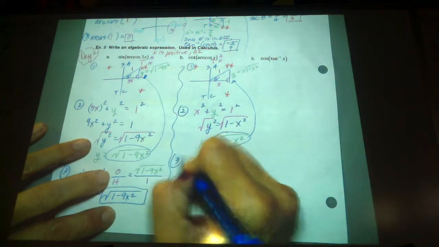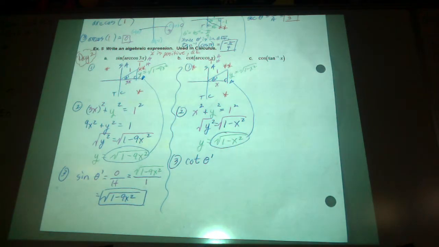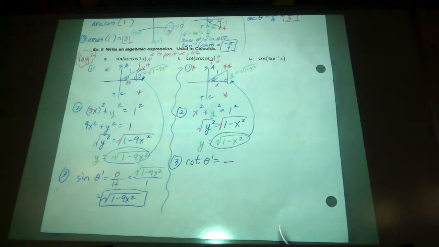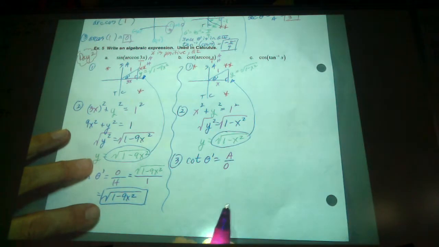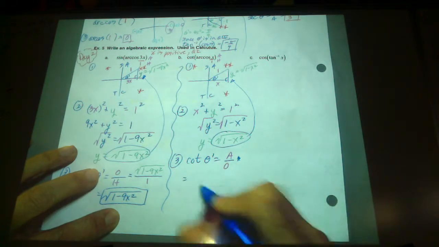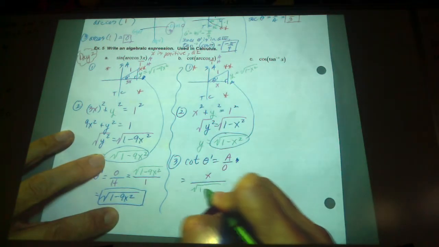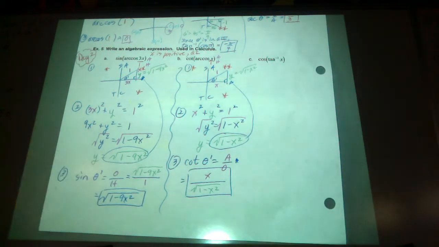So now that I know all three sides, I can actually find the cotangent of theta prime. So I've converted the arc cosine of x to this theta prime. Cotangent is what ratio? What over what? If tangent is opposite over adjacent, then cotangent is adjacent over opposite. And so let's see what we get. I guess I'll do it over here. My adjacent is x. My opposite is the square root of 1 minus x squared. I will take that as an answer, unrationalized, you're welcome.